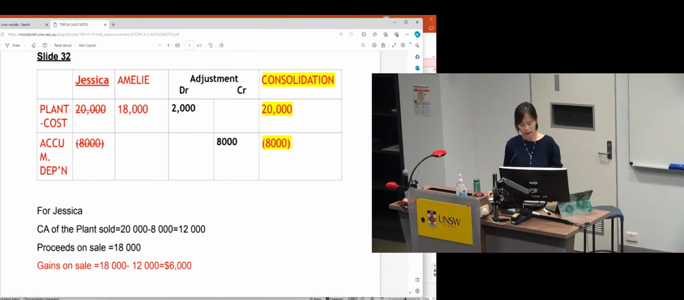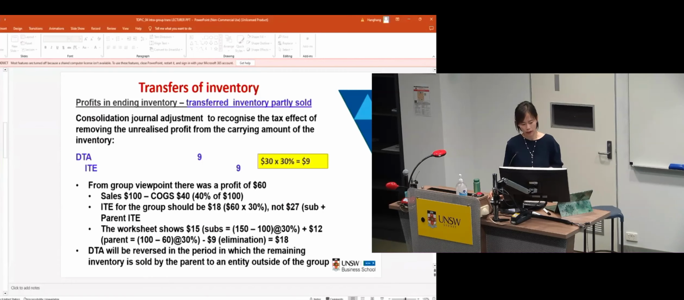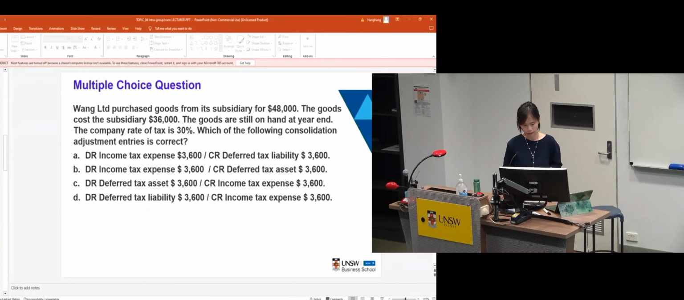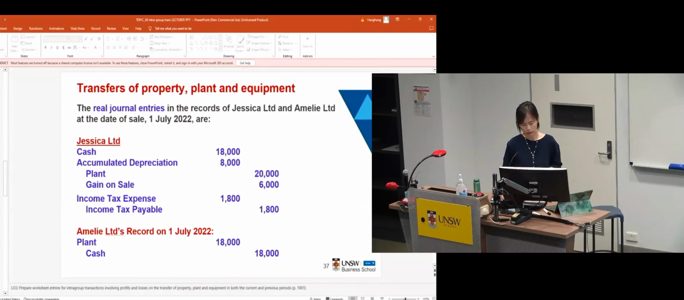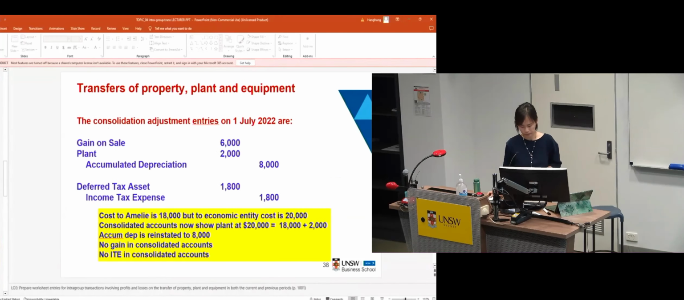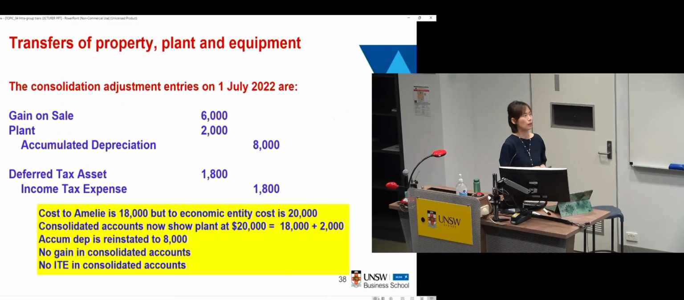So based on this analysis, let's go back to our worksheet entries. Let's have a look at our worksheet entries. So again, the worksheet entries include elimination of the unrealized gains from the intragroup transfer of PPE, right? So debit gains on sale. And also involve adjustment of the plant cost because currently recognized by Amelia as 18,000, but from the group viewpoint it is 20,000. So we need another 2,000 adjustment in the worksheet.